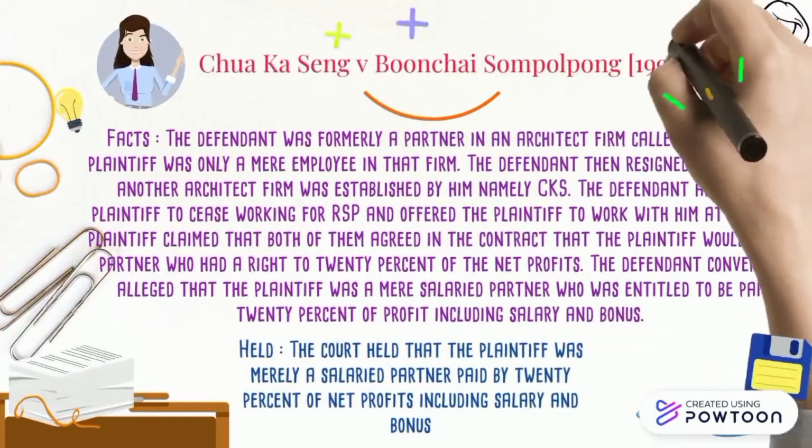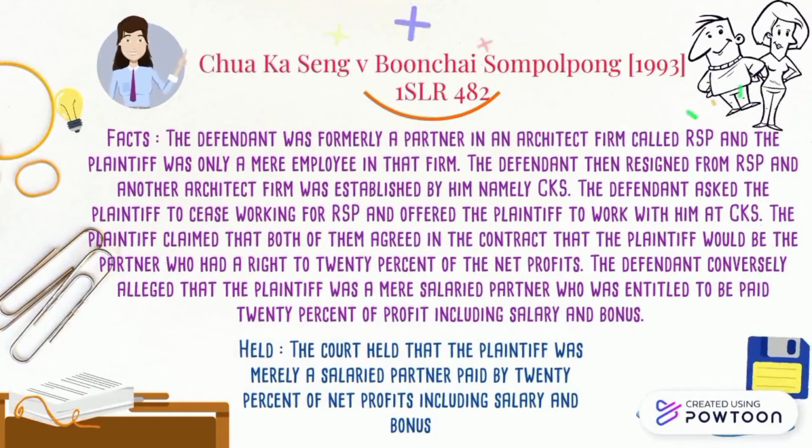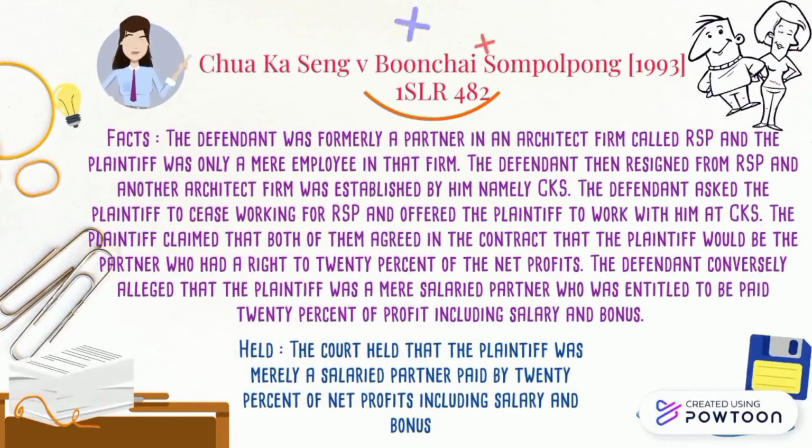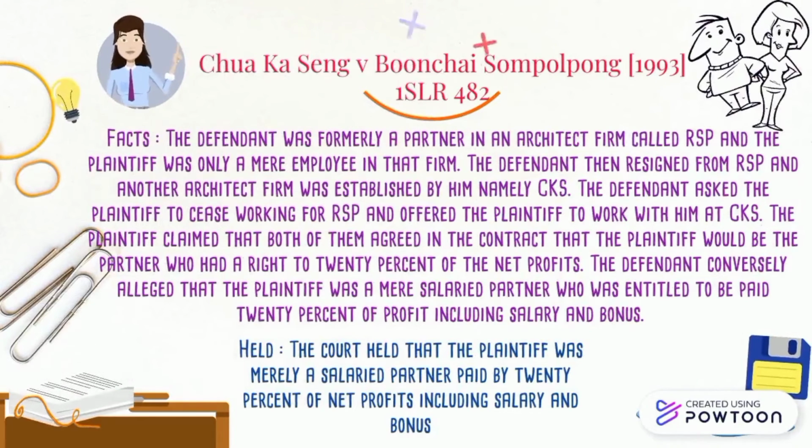In the case law of Chua Ka Seng against Bonchai Sompol Pong 1993, the defendant was formerly a partner in an architect firm called RSP, and the plaintiff was only a mere employee in that firm. The defendant then resigned from RSP and another architect firm was established by him, namely CKS. The defendant asked the plaintiff to cease working for RSP and offered the plaintiff to work with him at CKS.